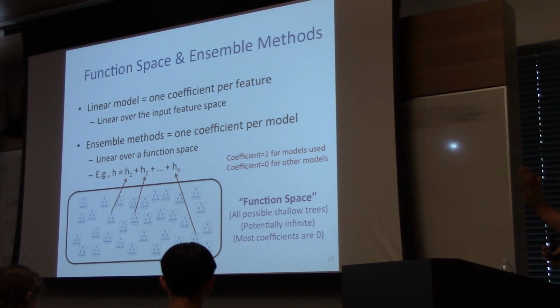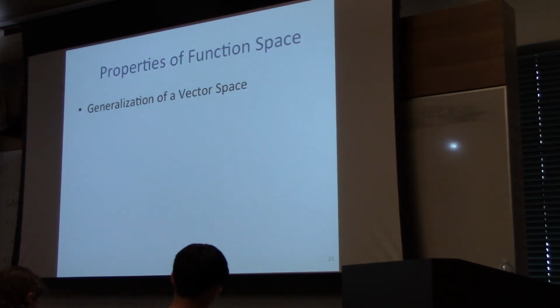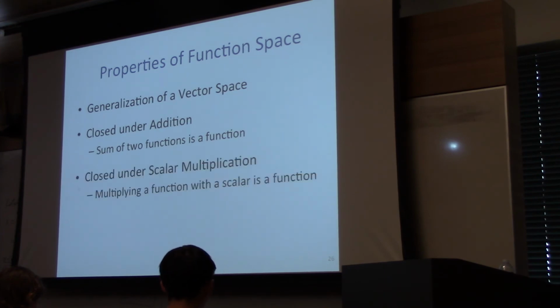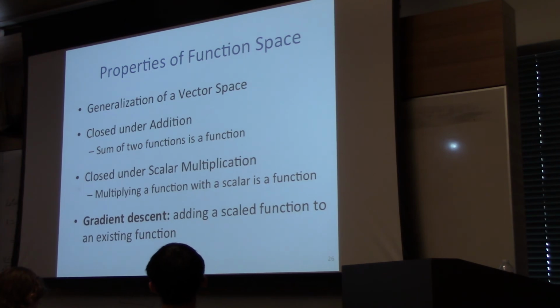Right, where you have one dimension in your geometric representation per model in your model class. There are other ways of viewing it, but this is one way to view a function space. Sort of just a geometric reinterpretation of a model class. It fully generalizes vector spaces, closed under addition, closed under scalar multiplication, and with these types of properties, you can think about how do you do gradient descent in function space.